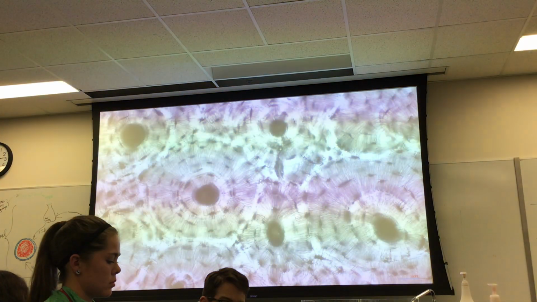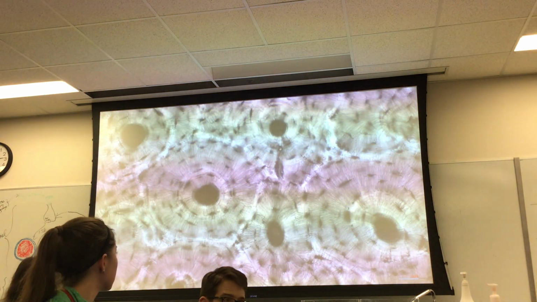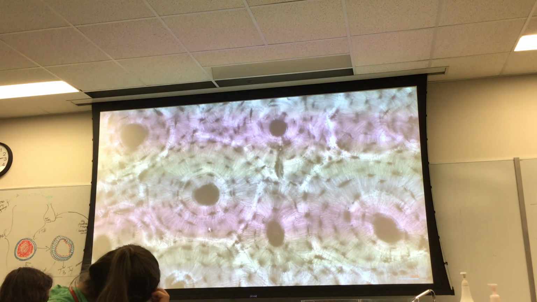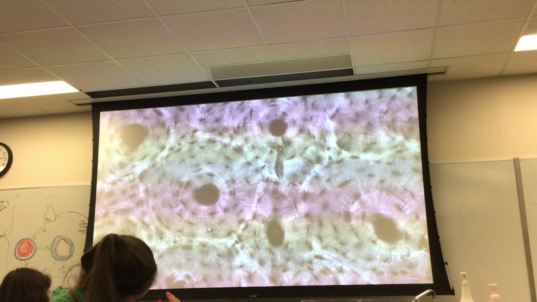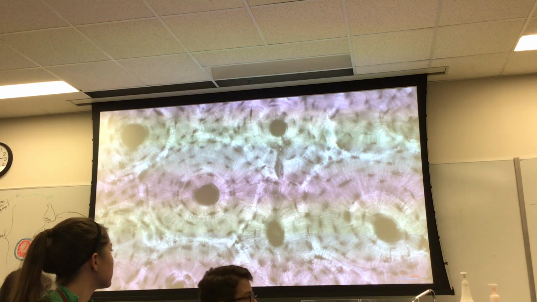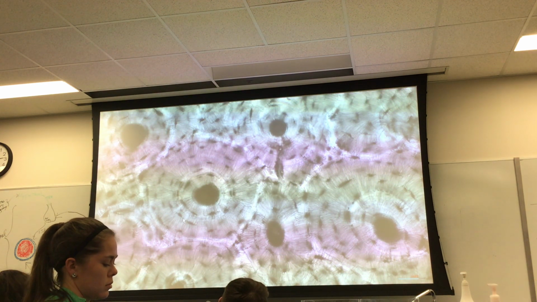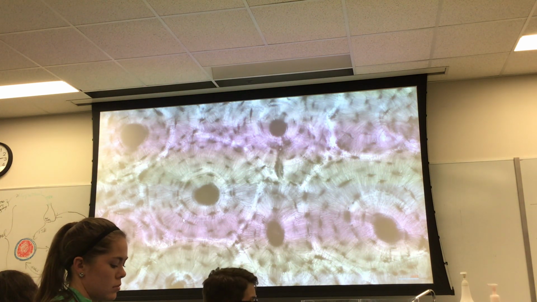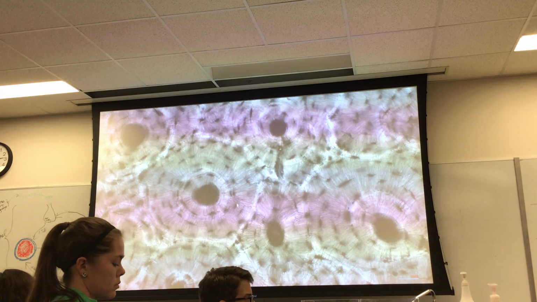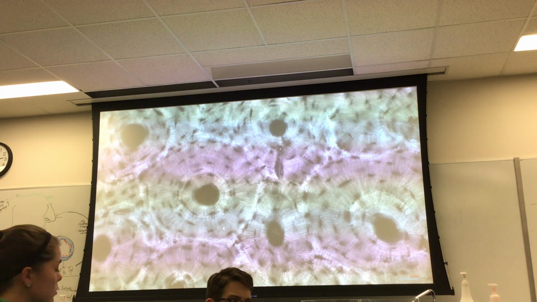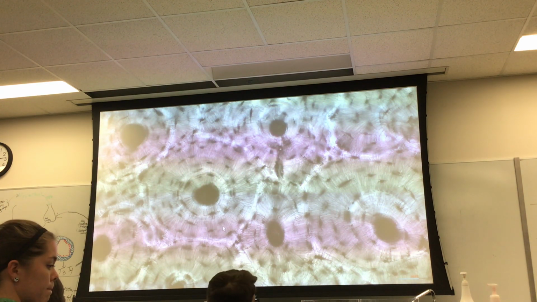Now, question. This structure is called what? What is that called? They're called haversian systems. They're made up of these things which form a particular kind of lamella. They're called concentric lamellae. So the lamellae that make up haversian systems are called concentric lamellae.